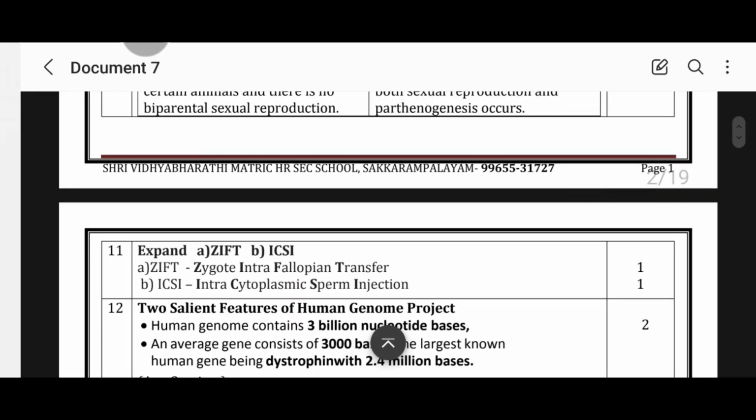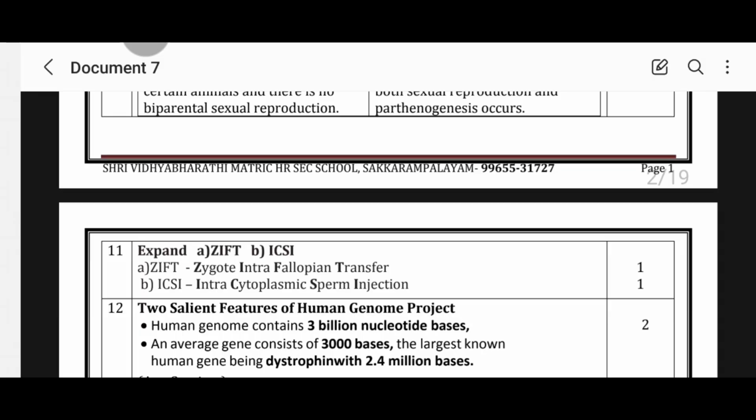Next, a very simple answer. Question number 11, chapter 3. Expand ZIFT and ICSI. ZIFT: zygote intrafallopian transfer, 1 mark.